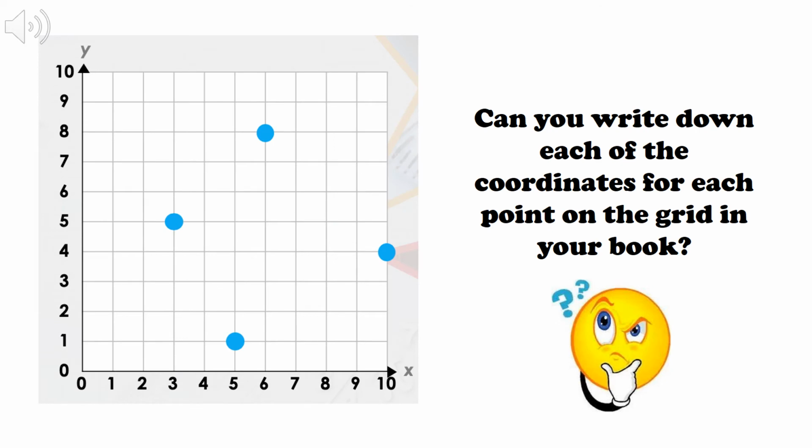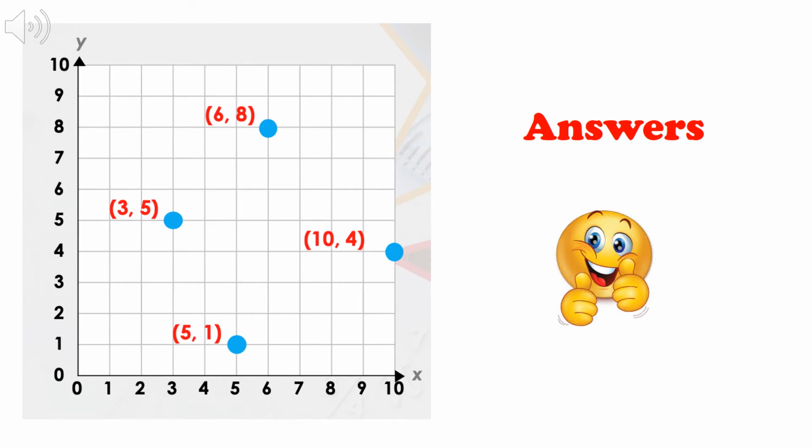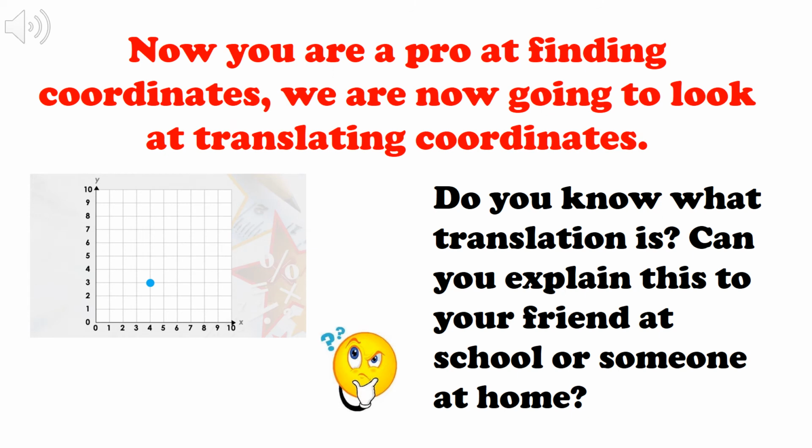We're just going to start our lesson today by just reminding ourselves how we find coordinates. What I want you to do is look at the blue spots on the screen in front of you, and I want you to write each of the coordinates for each of the blue points on the grid into your book. Here are the answers. Hopefully you got them right. Well done. Brilliant. You are now a pro at finding coordinates.